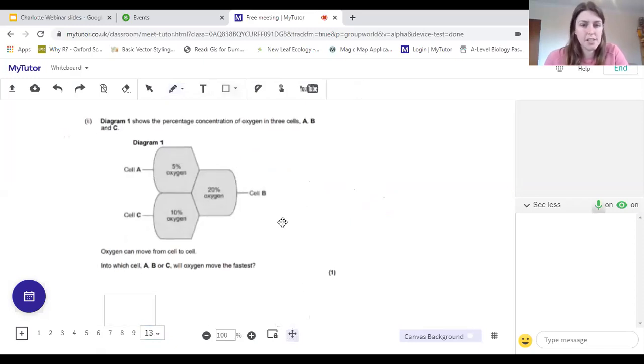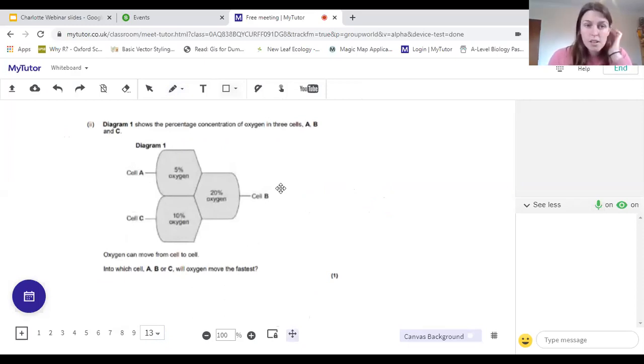So 13, this is a nice diagram here. Diagram 1 shows the percentage concentration of oxygen in 3 cells, A, B, and C. So let's have a good look at this diagram. Cell A here, at the top, has 5% oxygen, fairly low. Cell B in the middle, 20% oxygen, so quite a lot higher, 4 times higher than cell A. And then cell C has 10% oxygen.